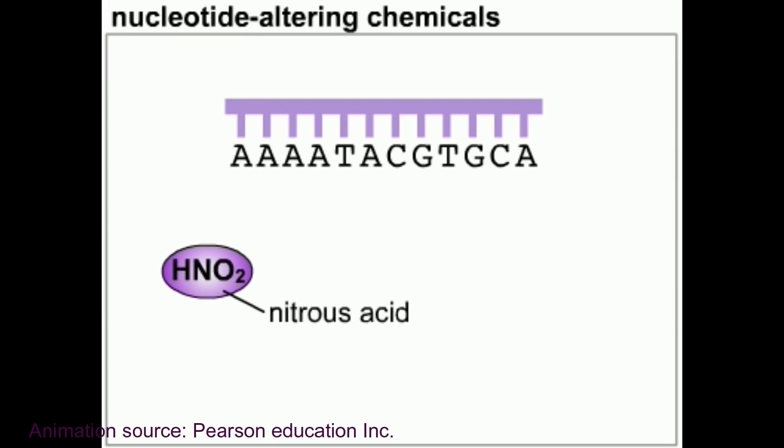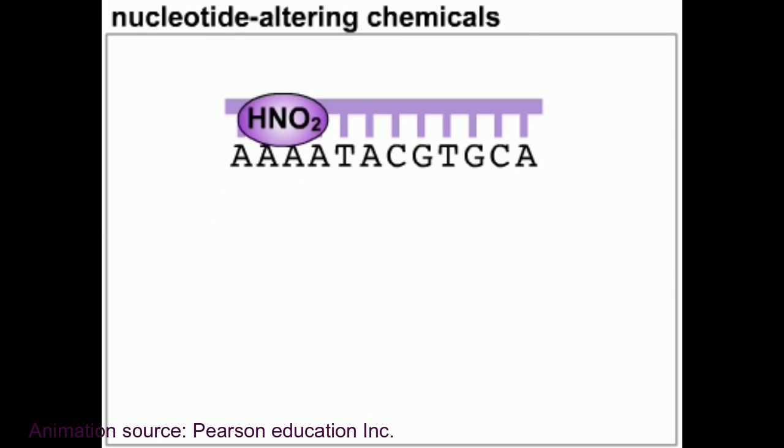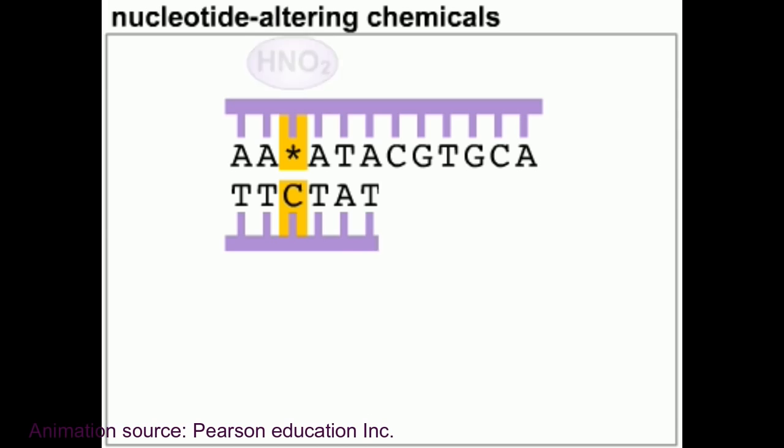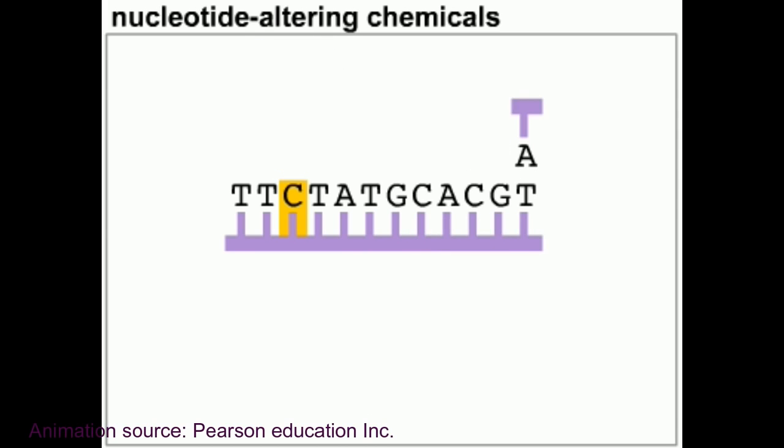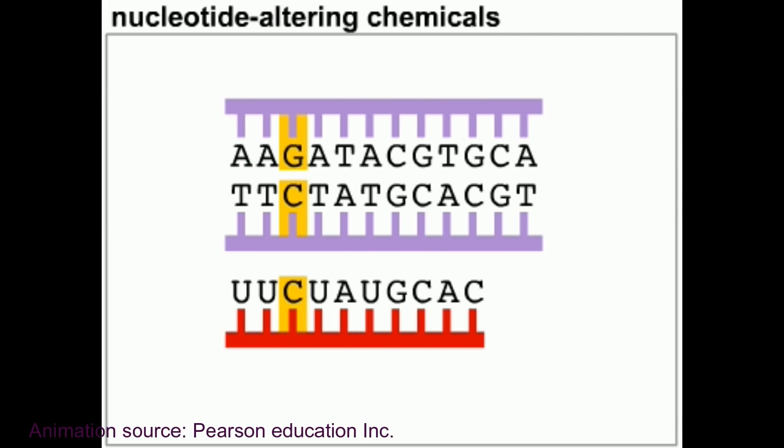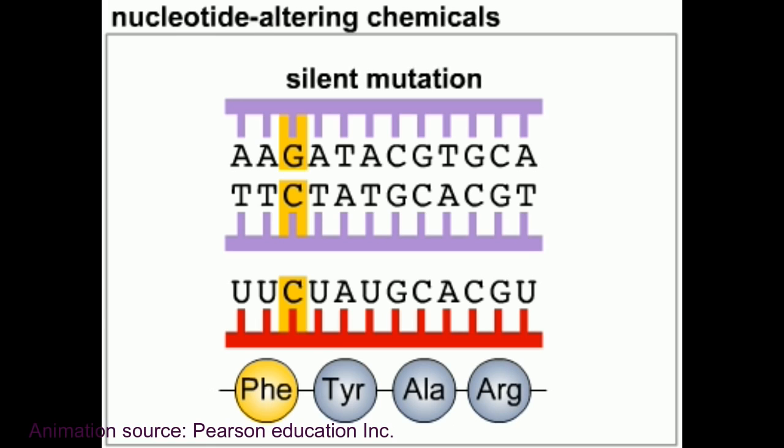Some chemical mutagens directly alter the structure of the nitrogenous bases of the DNA. For example, nitrous acid can chemically alter the adenine base so that it base pairs with cytosine rather than thymine. During replication, this change causes a base substitution mutation in the daughter DNA.